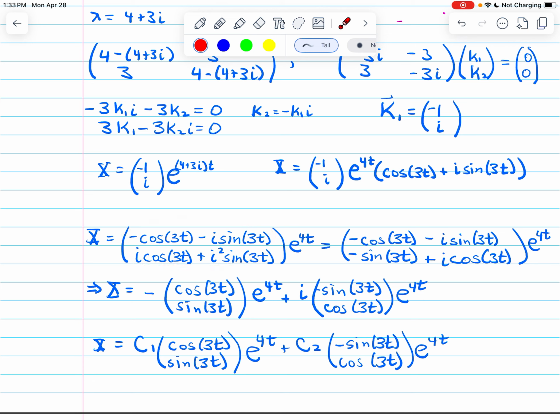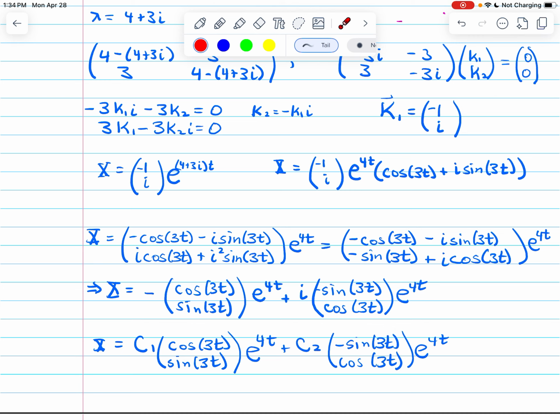Now, notice I've got an i squared there, which is -1. And I've got an i here. And look what I've done. I've taken all the imaginary parts and put them over here in the second part, right? So I've got negative cosine 3t, real, and down here negative sine 3t, and over here I've got the parts that have i multiplied by them.